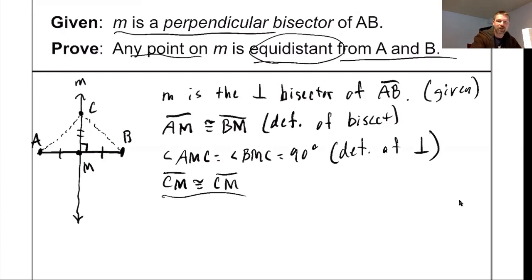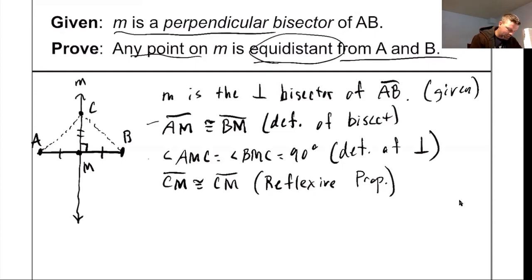This one's always a funny one. CM is equal to CM. Well, of course it is. That seems silly. So the way a lot of people write it would be the reflexive property. The reflexive property just says that anything is equal to itself. 5 is equal to 5, 8 is equal to 8. That's true for most things, right?